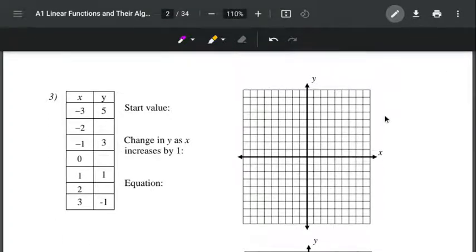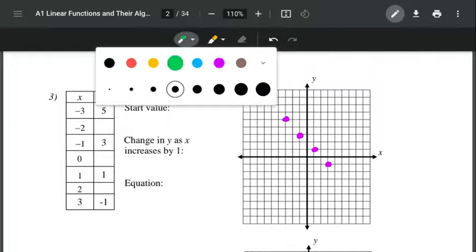So in this table, you can see that there are some blanks. That's okay. I'm just going to plot my points that I have. 1, 2, 3. Here's the first one, -3, 5. -1, 3. 1, 1. And 3, -1. Now, you can hopefully see a pattern, and I have a feeling we can fill these in.